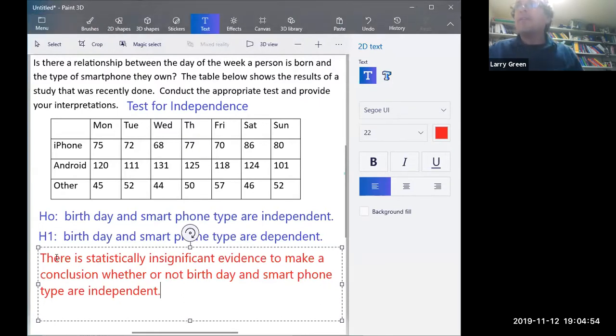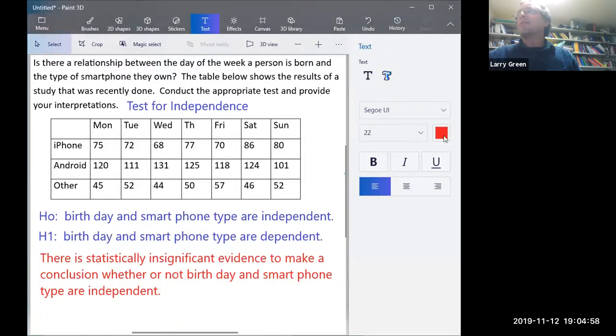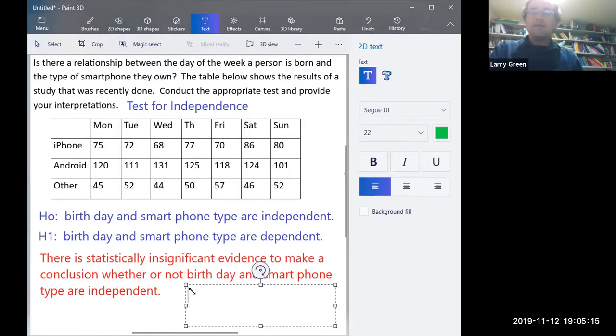Any questions at all on this example? Any questions? What do you think the hardest part is of this particular chapter? Any thoughts?